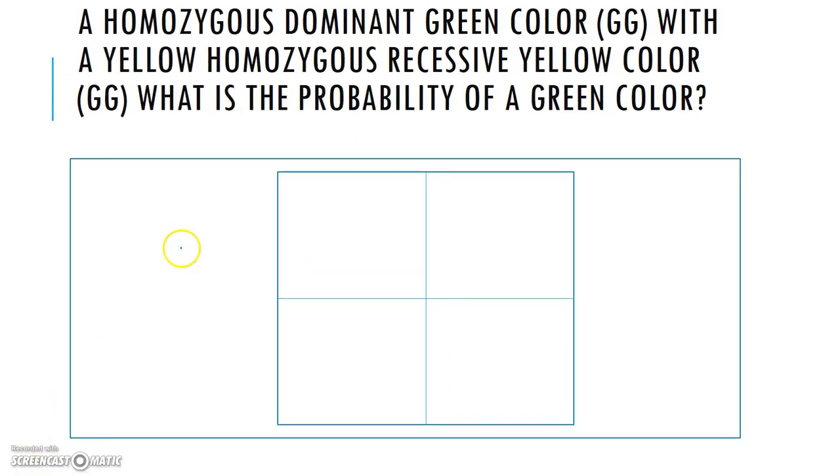So let's try this one. And we have a homozygous dominant green with a homozygous recessive yellow. Now, for this one, we're going to use green. So we have capital G on top. And then we have homozygous recessive yellow. So let's get a yellow marker and put that one down there. And that's going to be lowercase g, lowercase g.